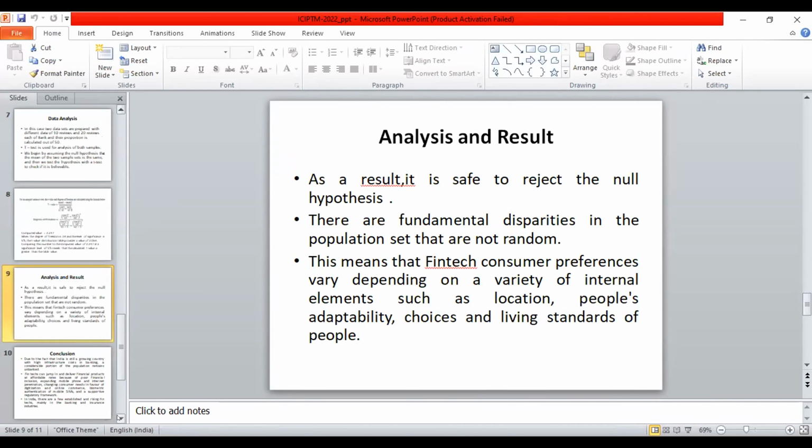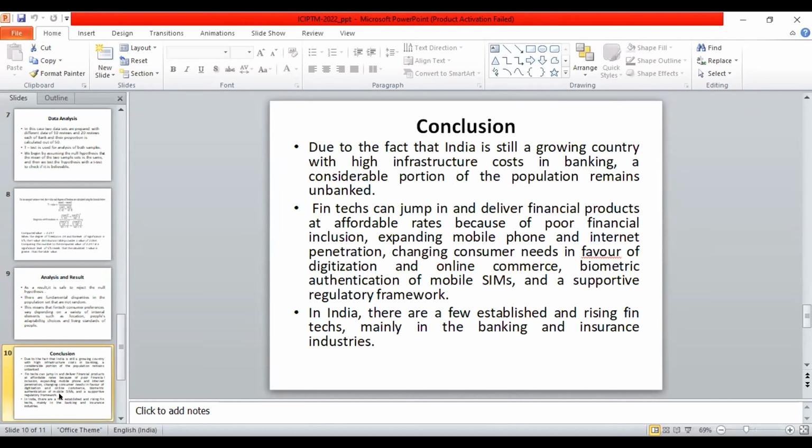So this means that fintech consumer preferences vary depending on a variety of internal elements like the location, the adaptability, the choices, and the living standards of people. Because the location and the adaptability of the people also matter a lot in the application, what is their requirement and what they need. Not everyone can accept the same kind of technological use, and we cannot use it in the same way the other one wants, depending on their requirement. So there is always a change.